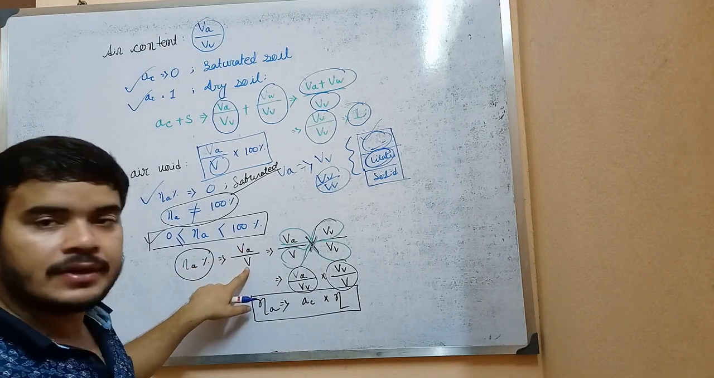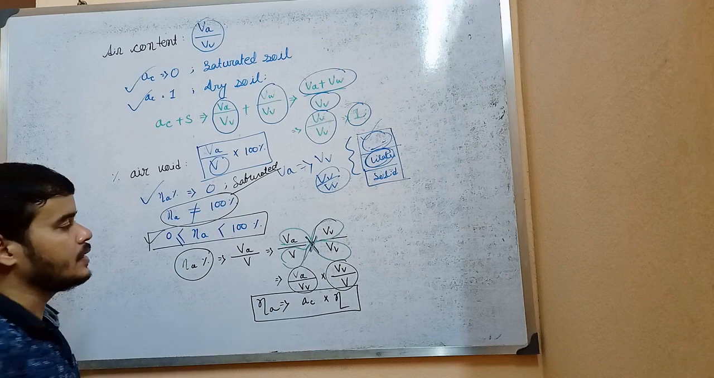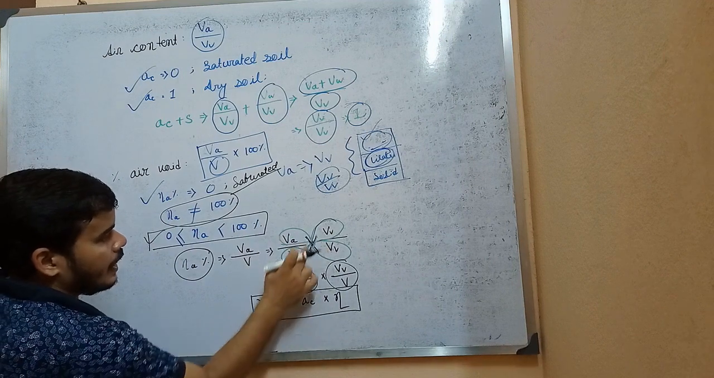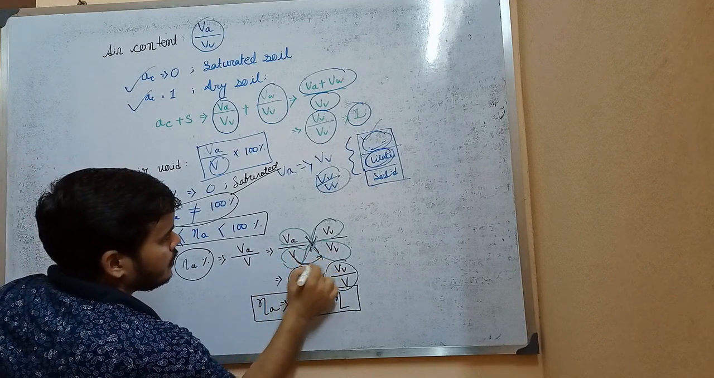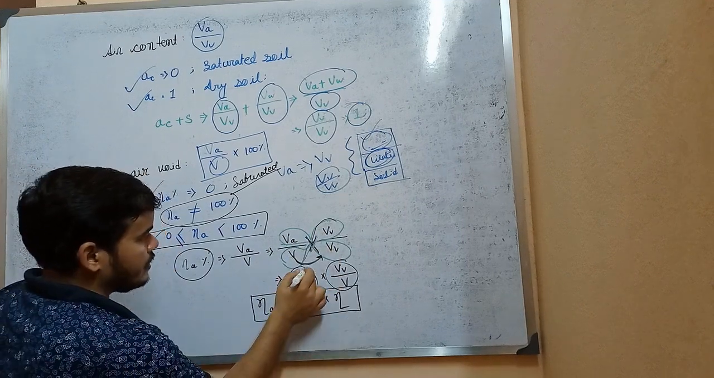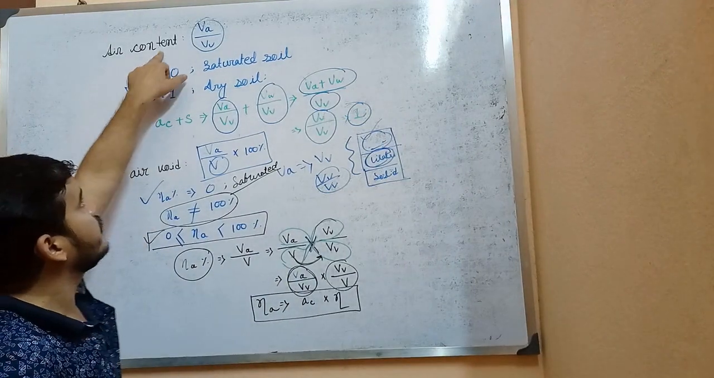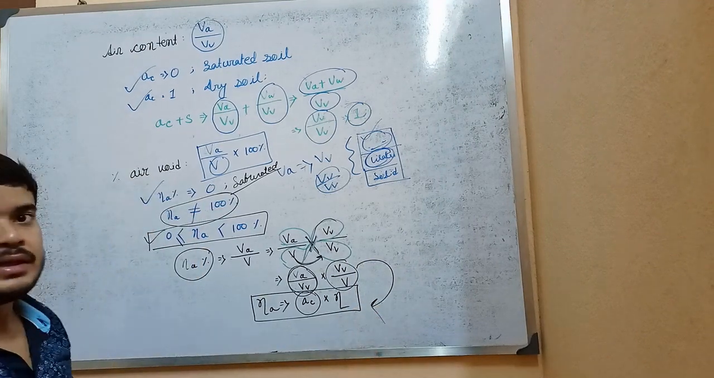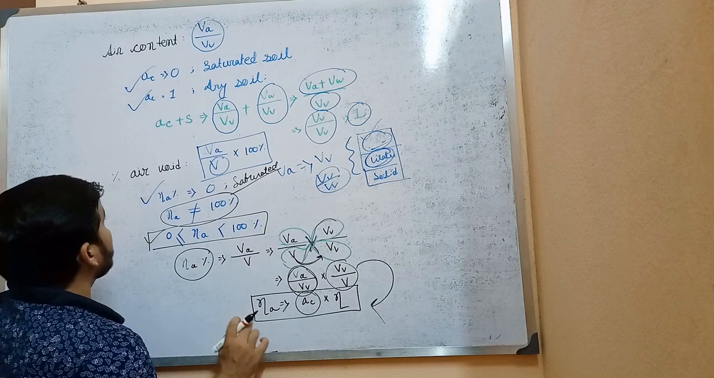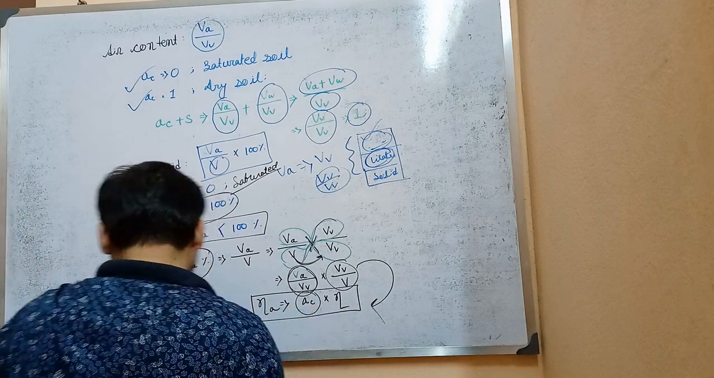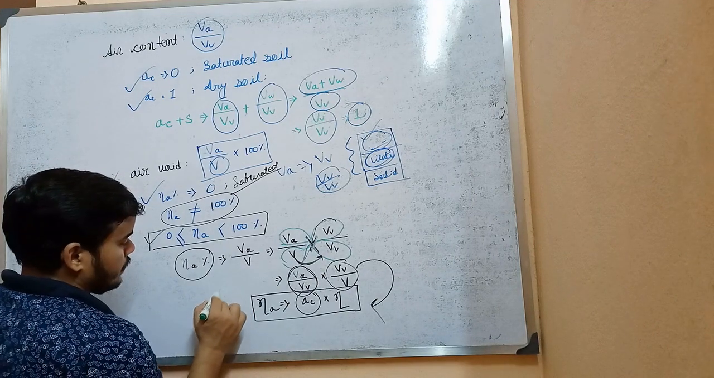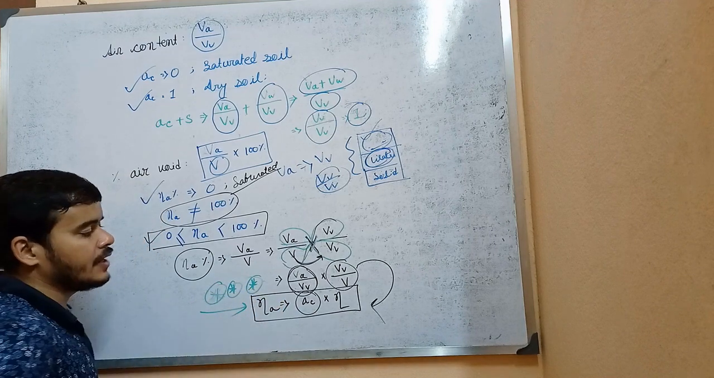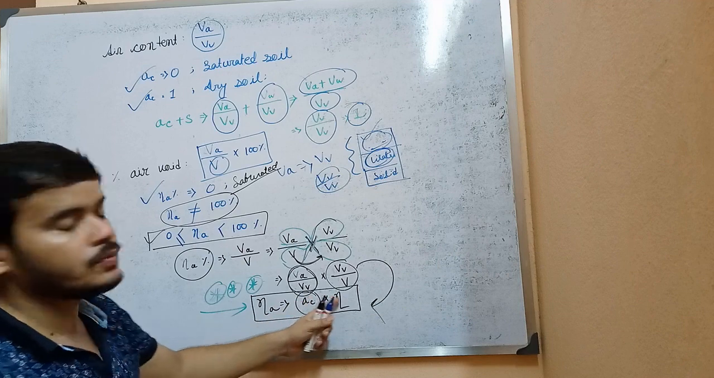Eta A equals Va by V. Percentage air void equals Va by V, then multiply it by Vv by Vv. Then Va by Vv, and Vv by V. And what does Va by Vv mean? That is air content. And what does Vv by V signify? It equals porosity. That means percentage air void equals air content into porosity. Important formula for competitive exam purposes: percentage air void equals air content into porosity.